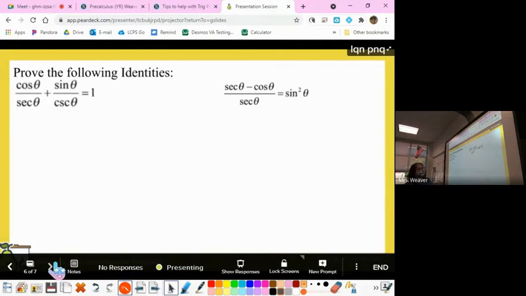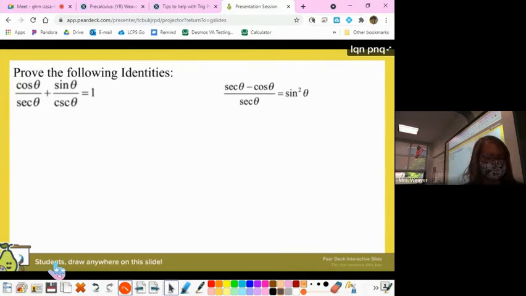Okay, so this says cosine theta over secant theta plus sine theta over cosecant theta equals 1. So it looks pretty complicated to start, but I can tell it's going to all simplify down to 1. Thoughts or ideas on how to start this one?